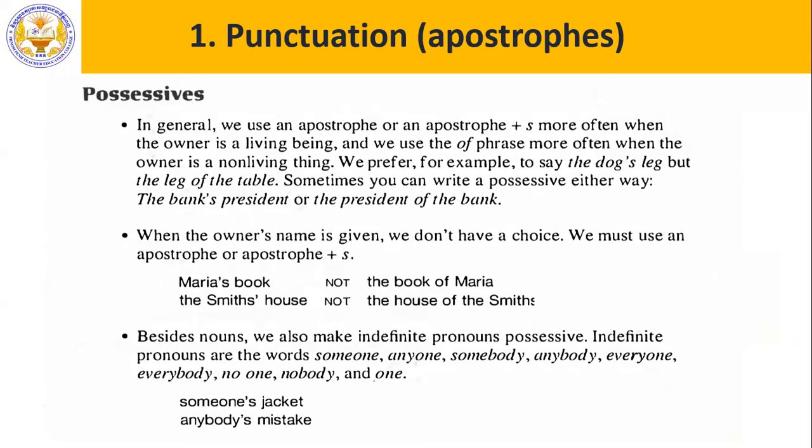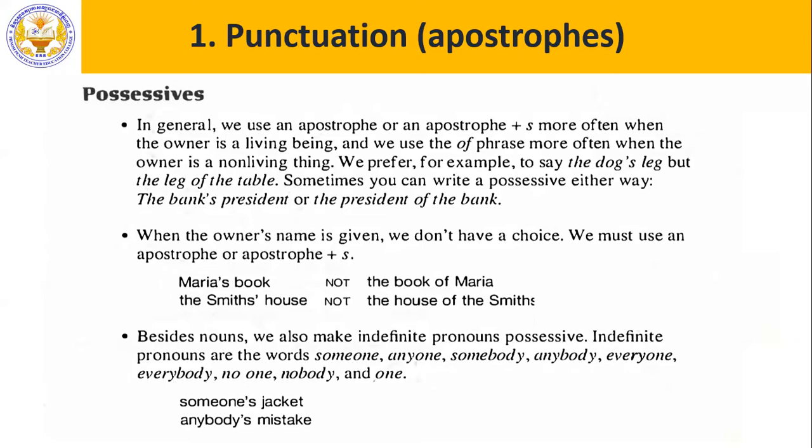In general, we use apostrophe s more often when the owner is a living being. It's people, in short. And we use the of phrase more often when the owner is a non-living thing. For things, we prefer, for example, to say the dog's leg, but the leg of the table, because the dog is a living being. Sometimes you can write a possessive either way: the bank's president or the president of the bank.